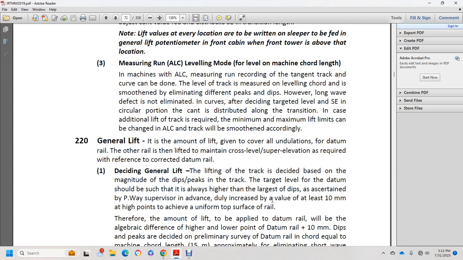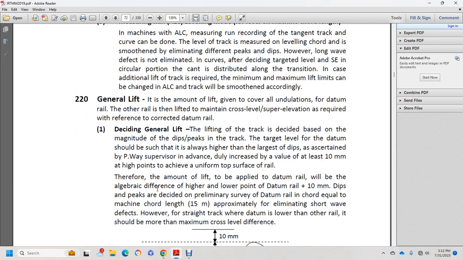220. General lift. This amount of lift is given to cover over the undulation with the datum of the rail, with the other rail lifted to maintain the cross level and super elevation required with the reference corrected with the datum rail. General lifting of the track is based on the magnitude of the dips and peaks of the track. The target travel level of the datum should always be higher than the largest of the dips, certain with the permanent way supervisor advancing, with a duly increased value of at least 10 millimeters over the highest point, to achieve a uniform surface.